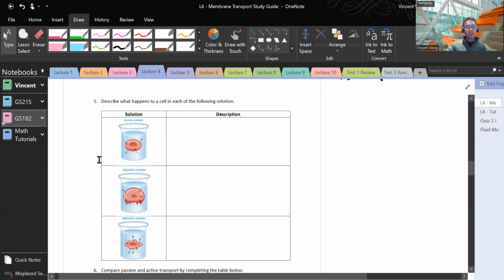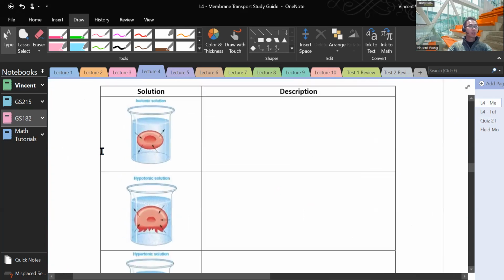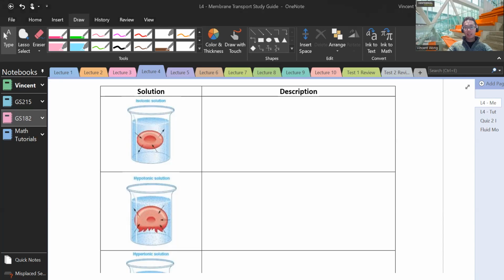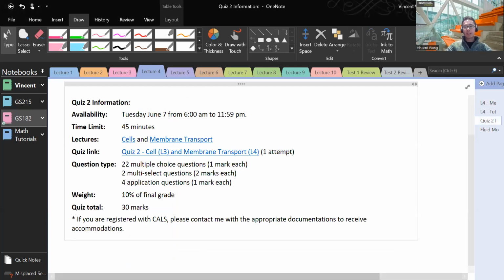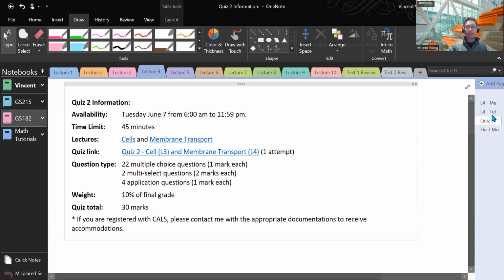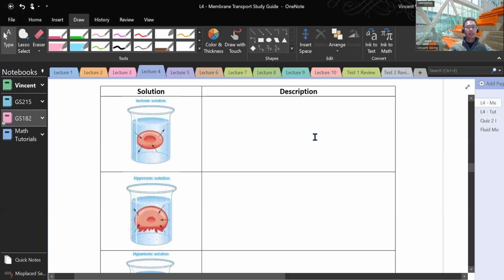All right. Describe what happens to the cell in each of the following solutions. On eCentennial, it says the quiz will be on the 7th. Oh yeah, it is the 7th. What did I say here? This is the 7th, not the 5th. The 7th is the Tuesday, right? I just got the dates wrong. Yeah, thank you for correcting me. I'll post this on eCentennial afterwards, so it will be correct when I do that.